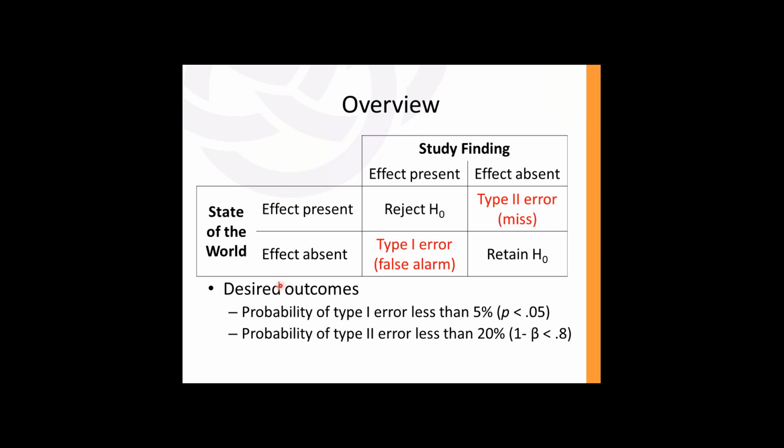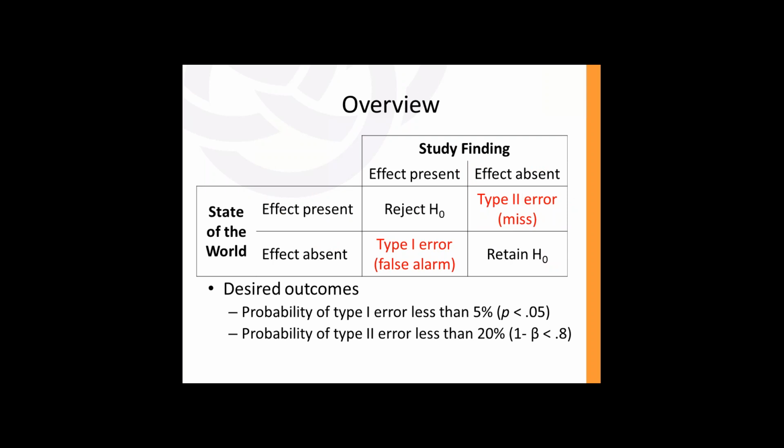Similarly, if in the real world the effect is absent and your study finds that it's absent, then you're in the ballpark of failing to reject the null hypothesis, or for short, retaining the null hypothesis that there is no difference between your groups, that there is no effect of a treatment, that there are no differences out there. But again, if your study finds that there is no effect, but in the real world it is present, well, then you've committed a type 2 error, right? You've missed the effect.